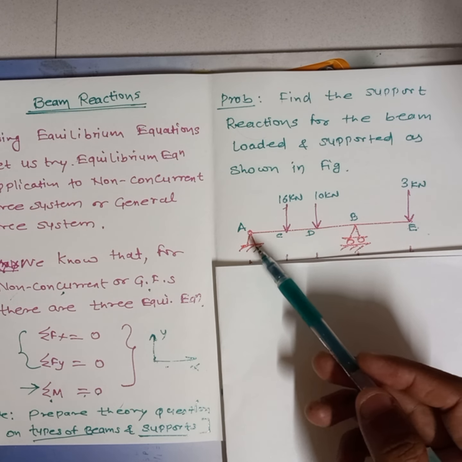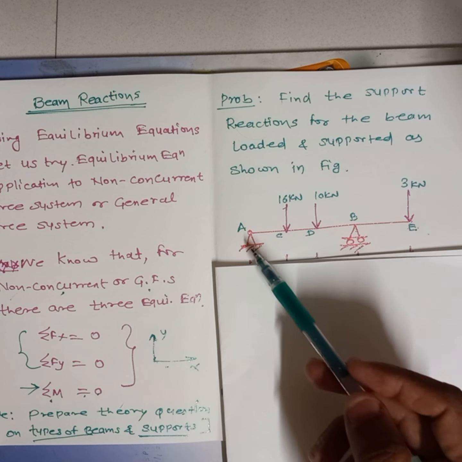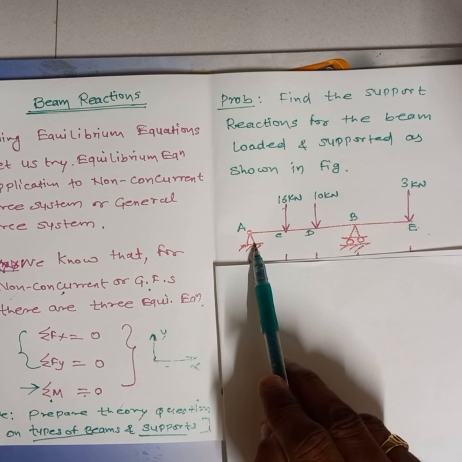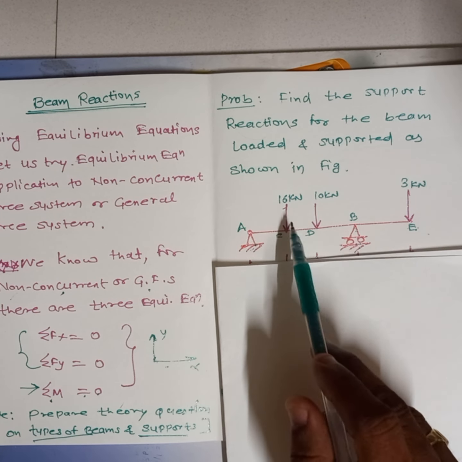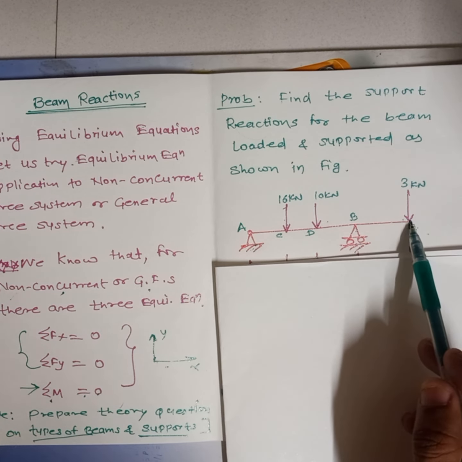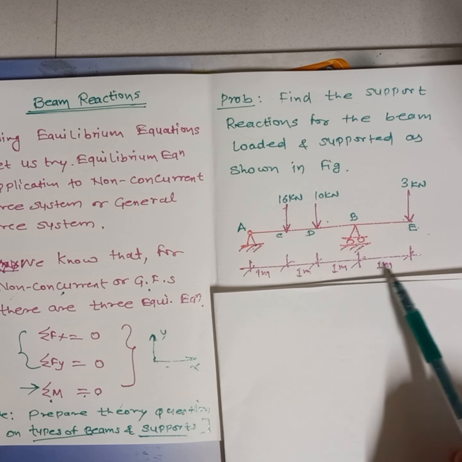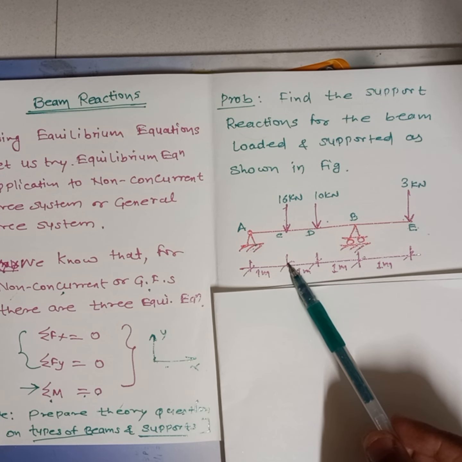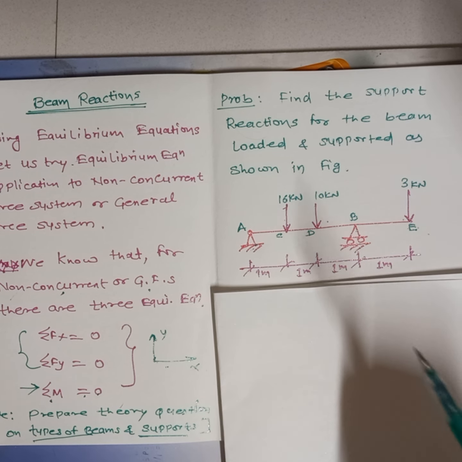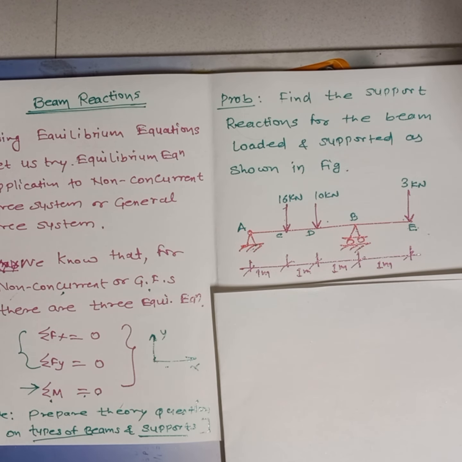Okay, so at A the support is a hinge support, at B the support is a roller support. So from the symbol you can understand the name or type of support. So at A there is a hinge, at B there is a roller. Three forces are given: 16 kilonewton, 10 kilonewton and 3 kilonewton, and their distances are also mentioned, 1 meter each. So A to C is 1 meter, C to D is 1 meter, D to B is 1 meter and B to E is also 1 meter. So this is the given problem, given diagram, and you have to find the support reactions.